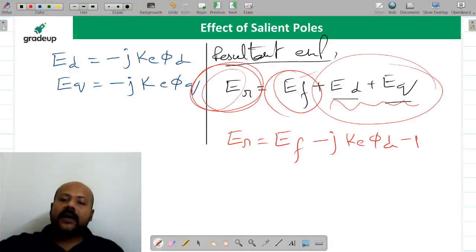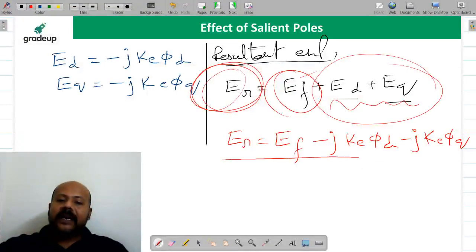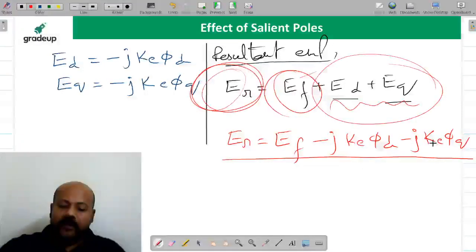Phi D minus J KE phi Q. Is it clear to all of you? This equation I am writing, is it clear to all of you so that we can proceed? Please tell me quickly yes or no in the comment section.